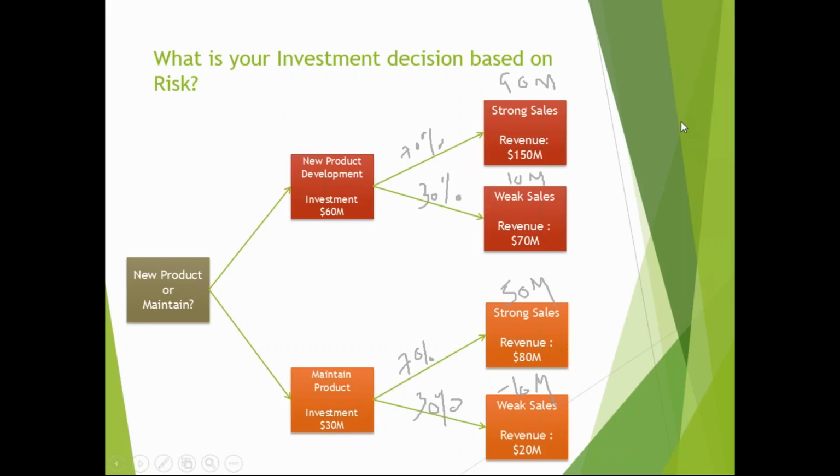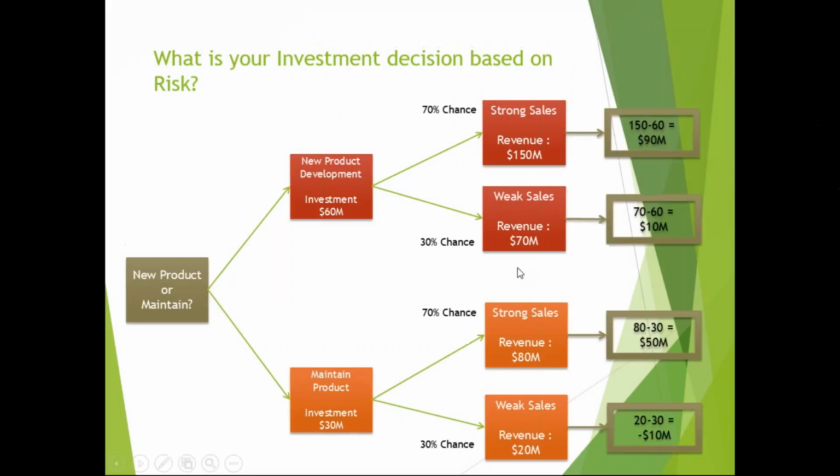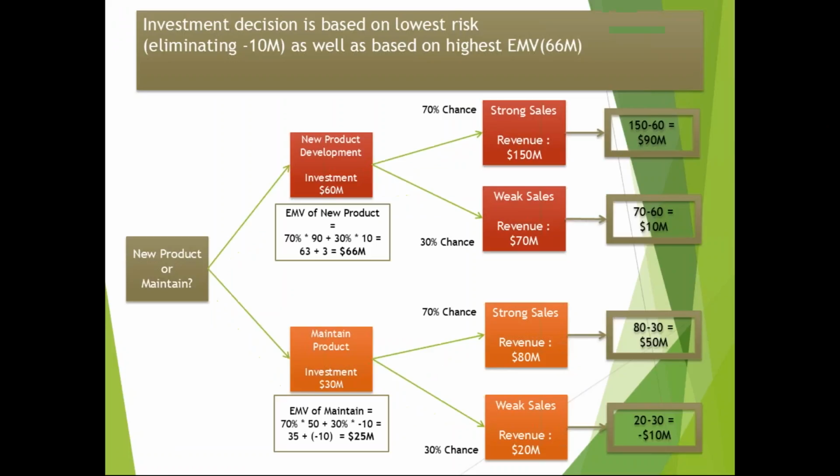How would it look? This is how it should look, right? So this is how it would be calculated, the same calculation that we were doing. And the EMV would be 70% into 90 plus 30% into 10, which is 66 million for the new product, right? The EMV for maintain is 25 million, the same calculation.